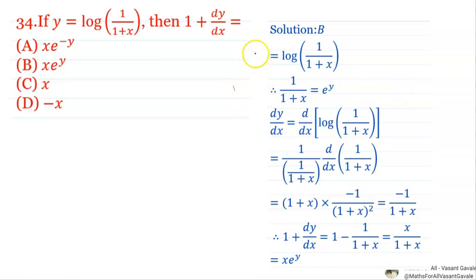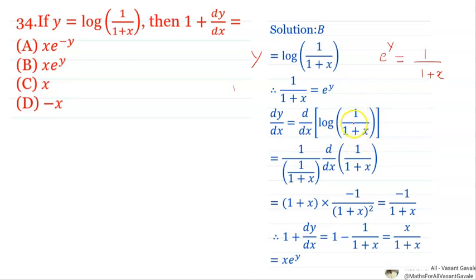I will write here y is equals to, now this logarithmic function will be transferred to the exponential. That means if this log comes to this side, what will it do? e raised to y is equals to 1 upon 1 plus x. Okay, next, what do we do here? We do the simplification. Therefore dy by dx is equals to d/dx of log of 1 upon 1 plus x, the derivative of this.